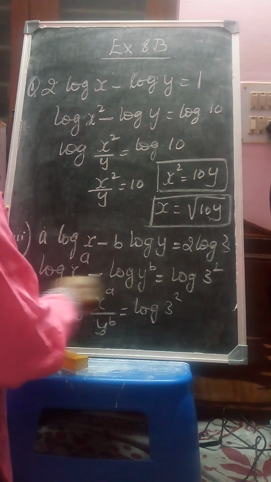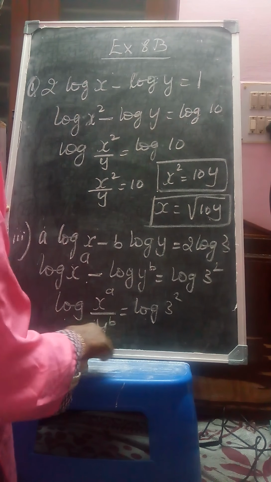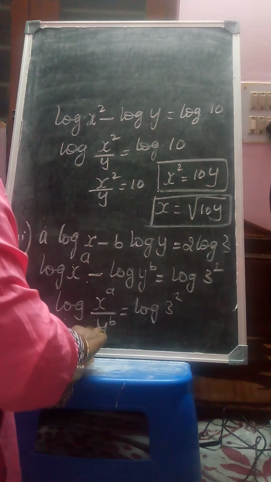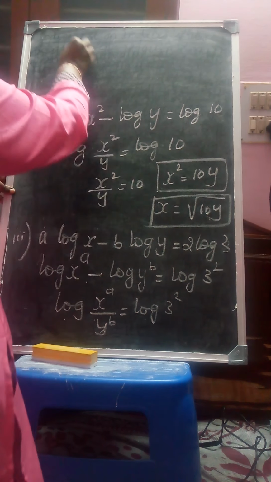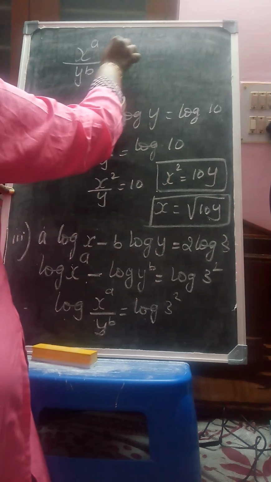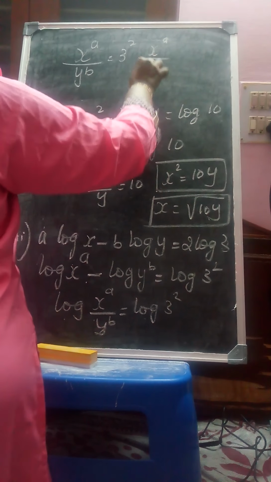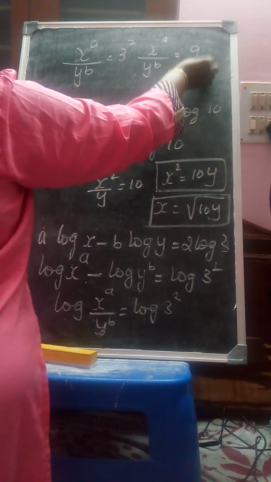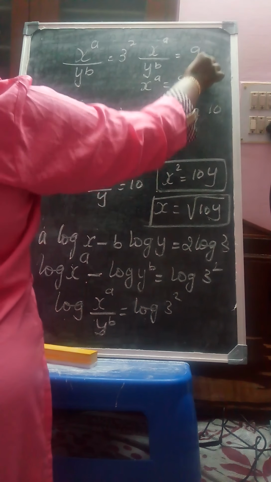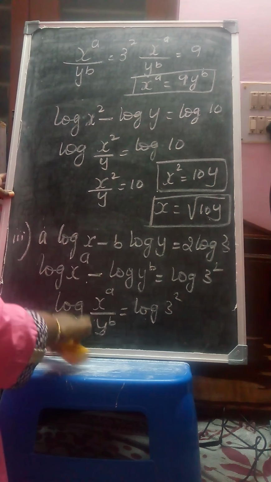Now the log will go. Please children, don't cancel this log. Just leave it alone. Okay. So x raised to the power of a by y raised to the power of b is equal to 3 square. Now what is 3 square? x raised to the power of a by y raised to the power of b is equal to 9. You can even take x raised to the power of a is equal to 9 into y raised to the power of b. You can either take it like this. Okay children.